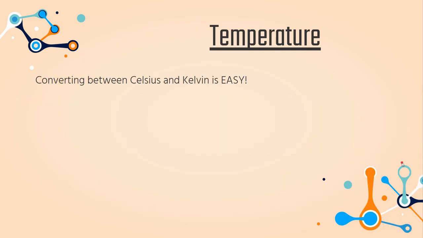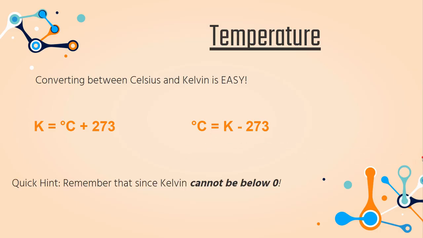Luckily, to convert between Celsius and Kelvin is easy. If you want to figure out what a Celsius degree is in Kelvin, just add 273. For instance, if it was 100 degrees Celsius out, it would be 373 Kelvin. And backwards, if we wanted to go from Kelvin back to Celsius, you would just subtract 273. We won't do this very often. There's not much of a point. Quick hint, remember that since Kelvin cannot be below 0, if you get an answer that's negative Kelvin, it does not make sense.